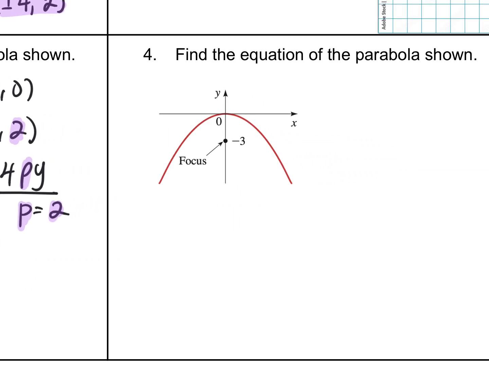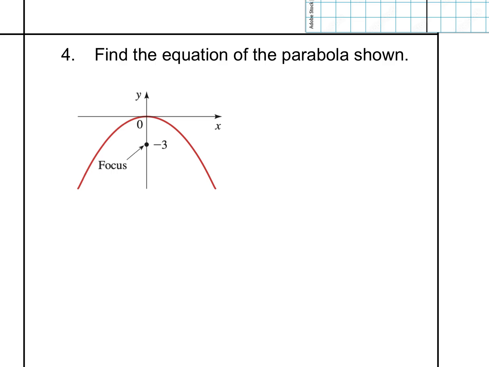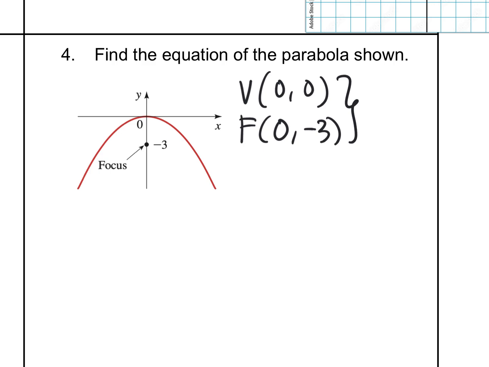Number 4. Find the equation of the parabola shown. Let's look at the vertex. The vertex is still located at (0, 0), and the focus is located at (0, -3). So with this information, our graph is going to be in this format: x squared is equal to 4py. Another reminder: your p here is your focus. So the value of our p here is equal to negative 3.